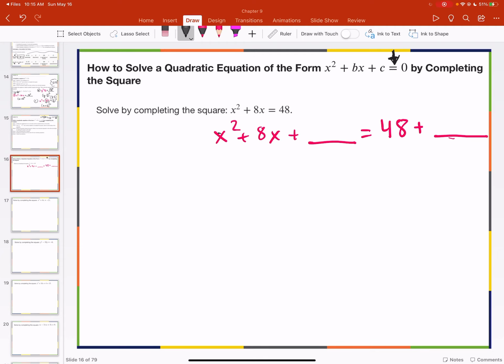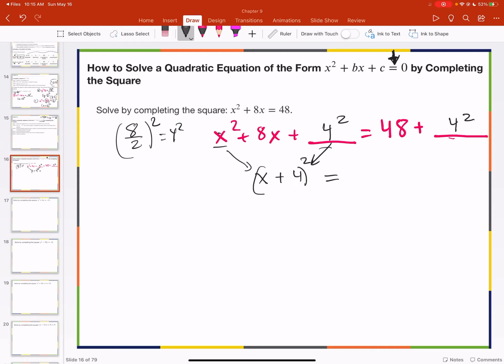Okay, so half of 8, and then square that. So that's 4 squared. So I'm going to add 4 squared to both sides. And the reason that I leave it in this form is because it's easy to factor. So it becomes x plus 4 squared, and that's equal to 48 plus 16, which is 64.